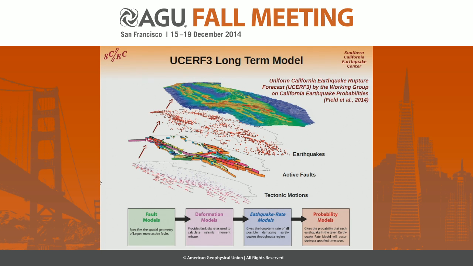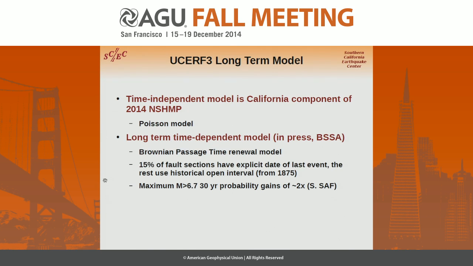So UCERF3 stands for the Uniform California Earthquake Rupture Forecast, version 3. The time-independent model is the California component of the 2014 National Seismic Hazard Maps. There's also a long-term time-dependent model currently in press at BSSA. It's a Brownian passage time renewal model. About 15% of the fault sections in the model, including most of the San Andreas, have an explicitly set date of last event, and the rest use a historical open interval based from 1875 to constrain the renewal model distribution.